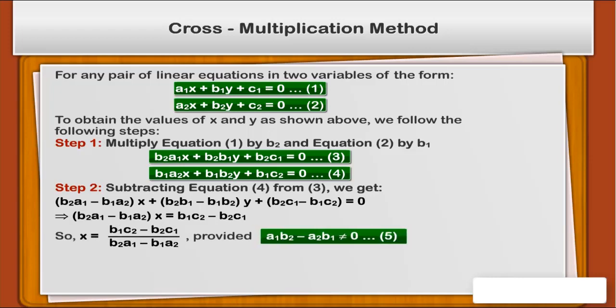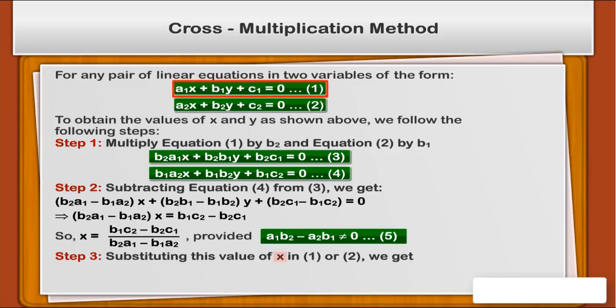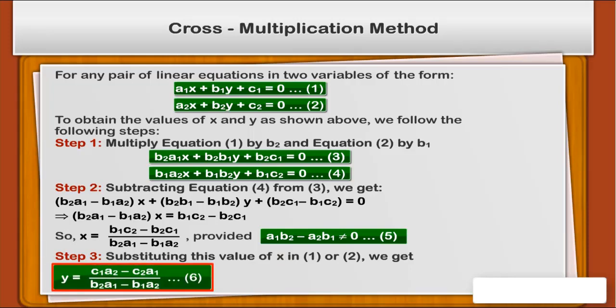So x is equal to (b1c2 minus b2c1) upon (b2a1 minus b1a2), provided a1b2 minus a2b1 is not equal to 0. This is equation 5. Now let us move to step 3. Substituting this value of x in equation 1 or equation 2, we get y is equal to (c1a2 minus c2a1) upon (b2a1 minus b1a2). This is equation 6.